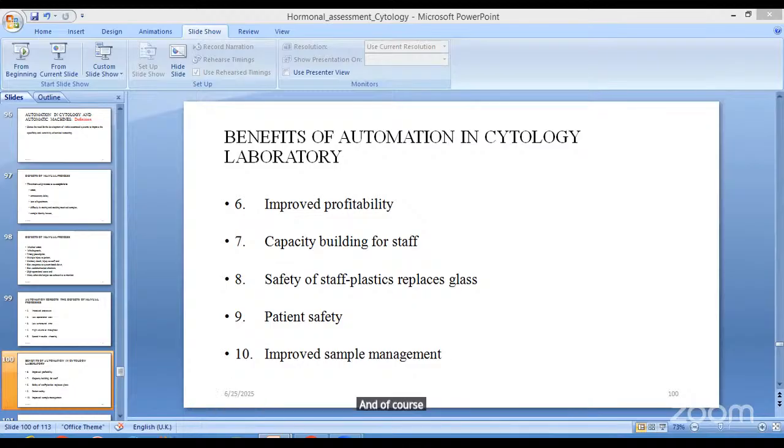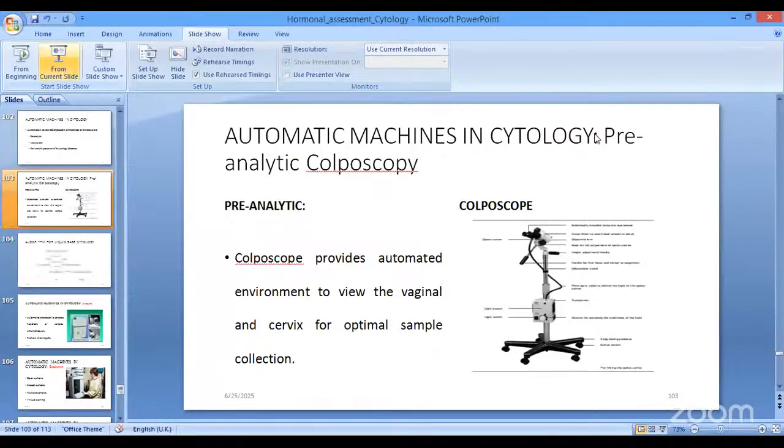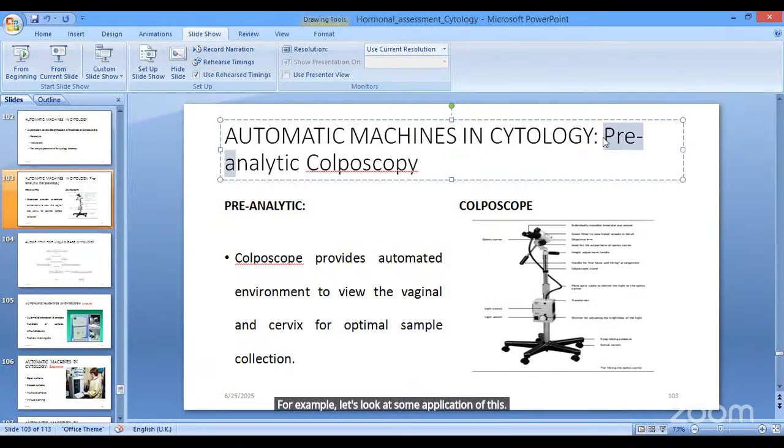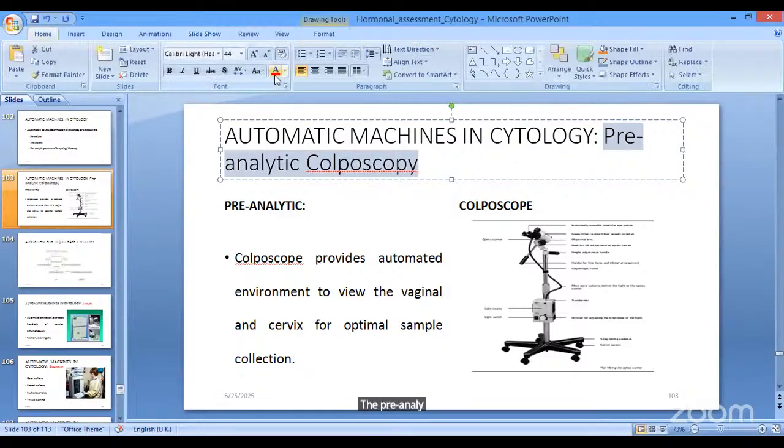And of course, I need to stress that automation covers the pre-analytic, analytic, and post-analytic processes in the cytology laboratory. For example, let's look at some applications of this. Automatic machines in cytology at the pre-analytic stage: the process of collecting the sample.